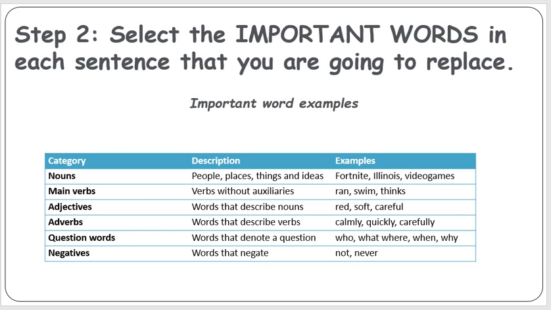Then you're going to go through each sentence and select the important words in each sentence that you're going to replace. Important word examples are nouns, main verbs, adjectives, adverbs, question words, which are who, what, when, where, and why, and negatives like not or never.